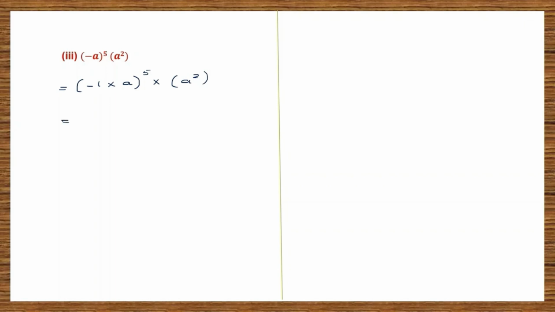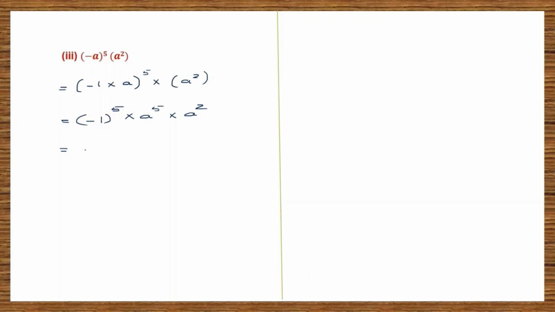Now let's separate each one. So minus 1 is raised to the power of 5 into a is raised to the power of 5 and the other one is a raised to the power of 2. So here minus 1 raised to the power of 5. We know that any negative number that is raised to a power which is an odd number, 5 is an odd number, so the answer will be negative. So minus 1 raised to the power of 5 will be minus 1.